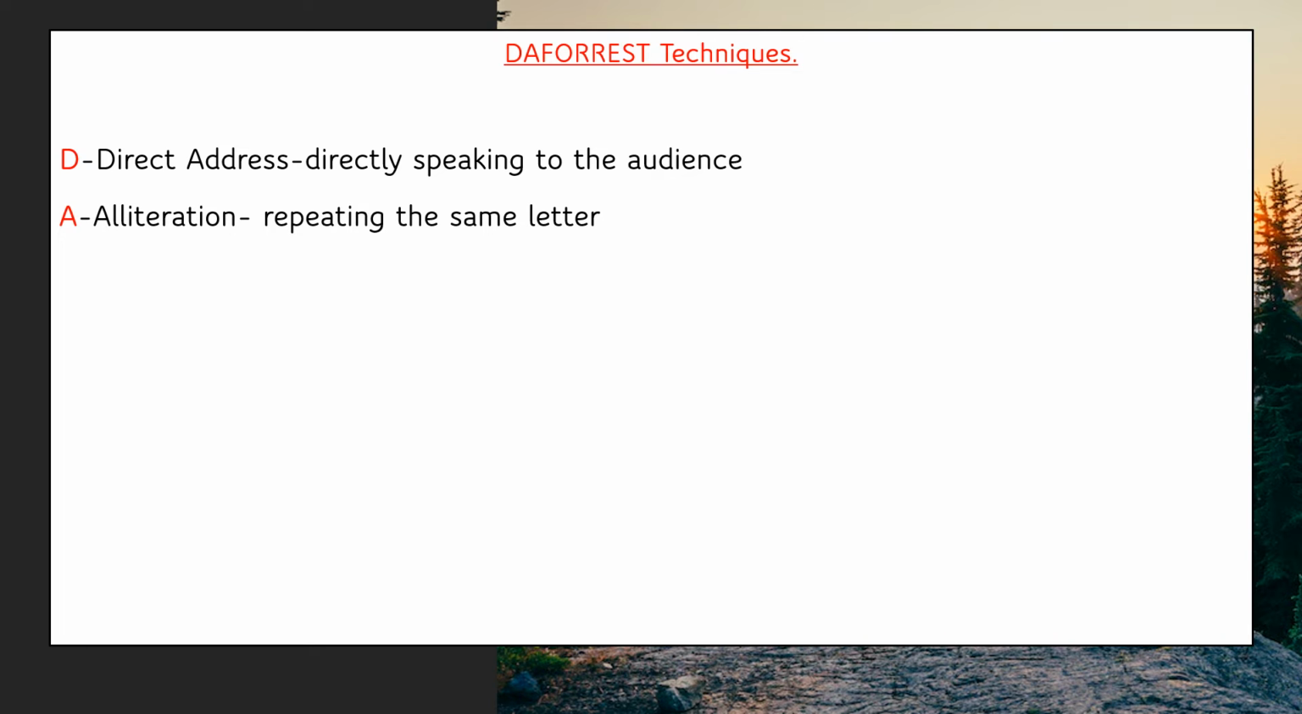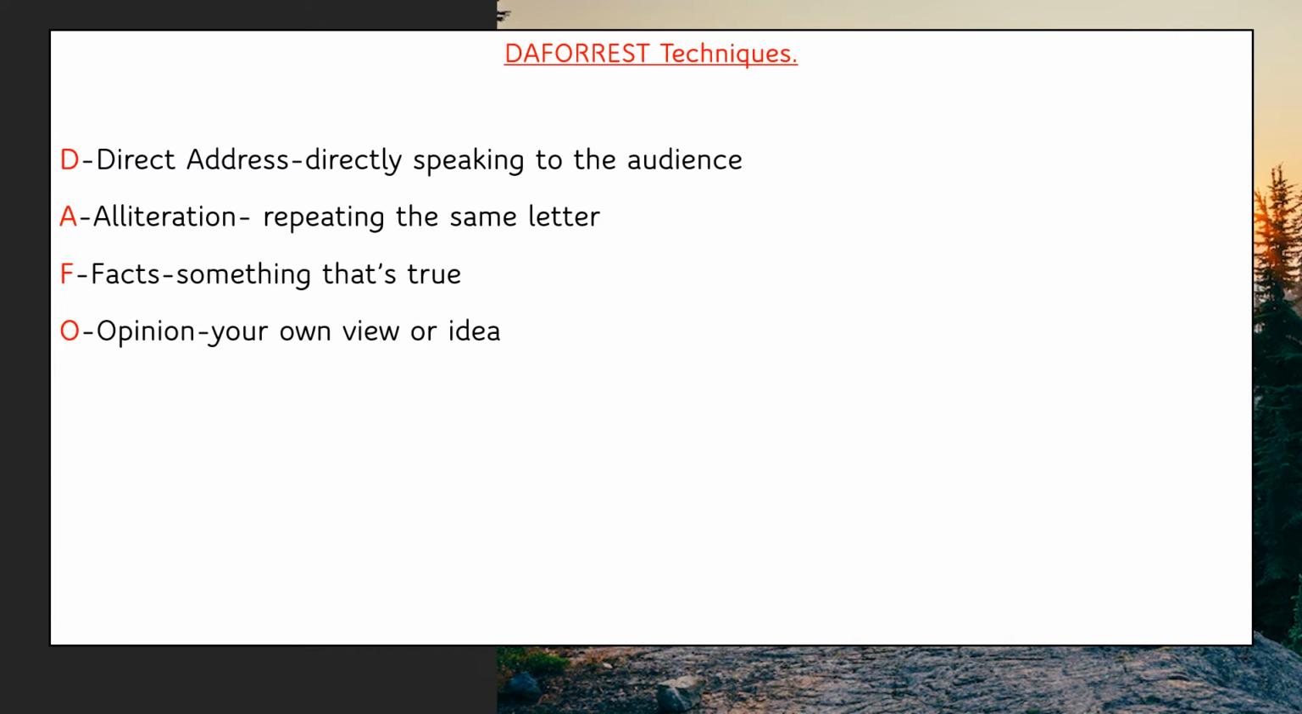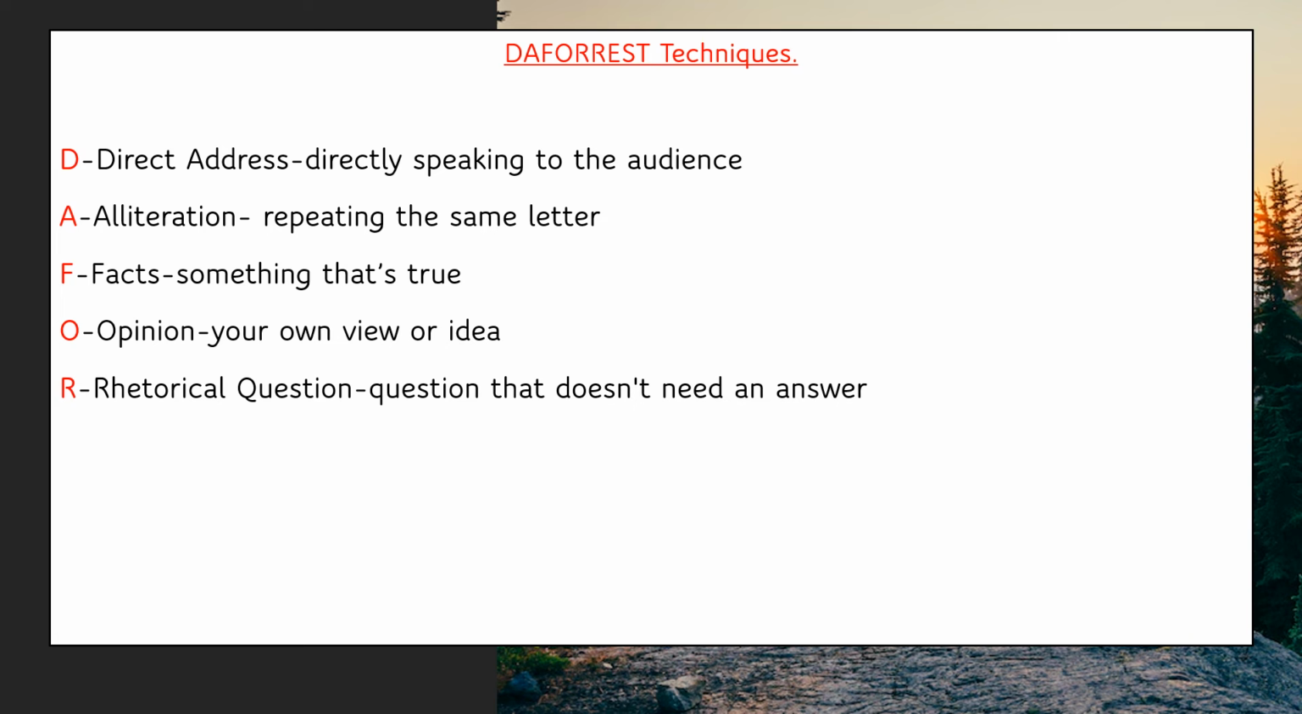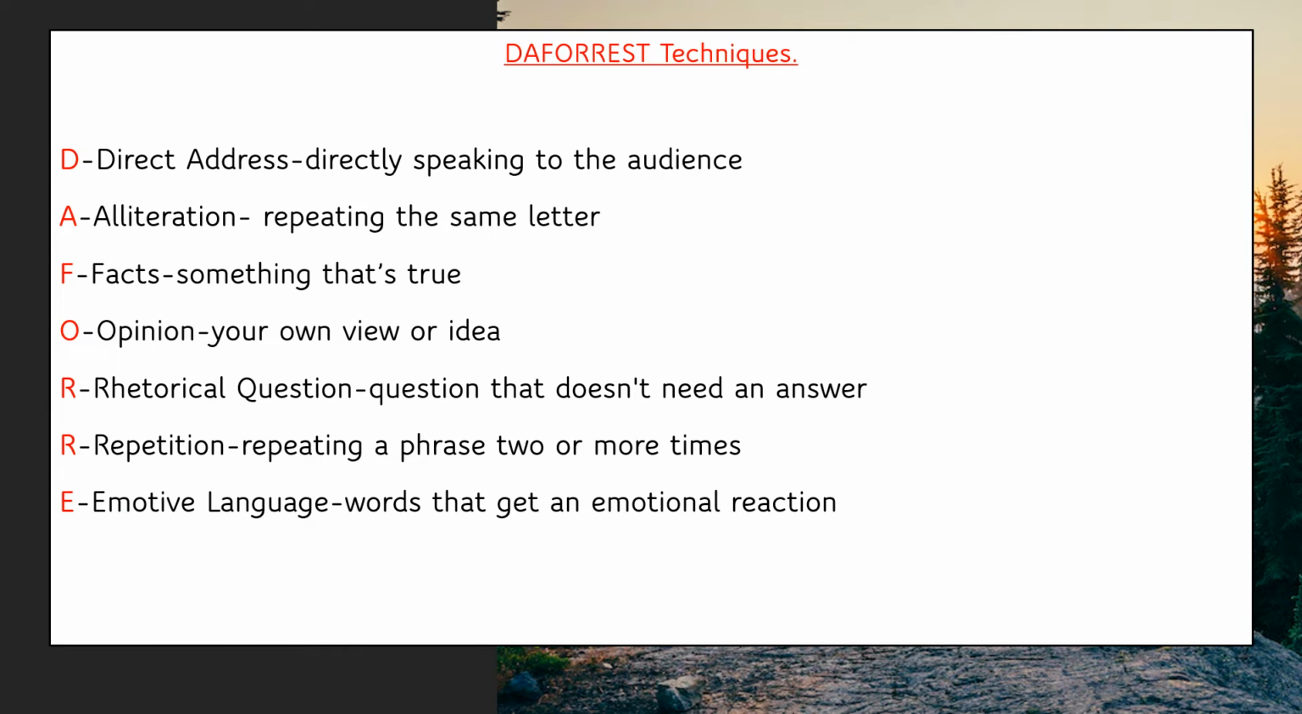The next one is alliteration. So this is where you repeat the same letter 2 or more times. A fact. So a fact is something that is true. Opinion, which is your own view or idea. Rhetorical question is a question that doesn't require an answer. Repetition, this is repeating a phrase 2 or more times. Emotive language, so these are words that get an emotional reaction from the audience. Statistic, this is essentially a fact with a number.